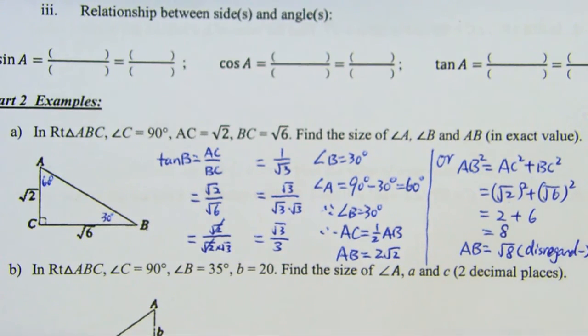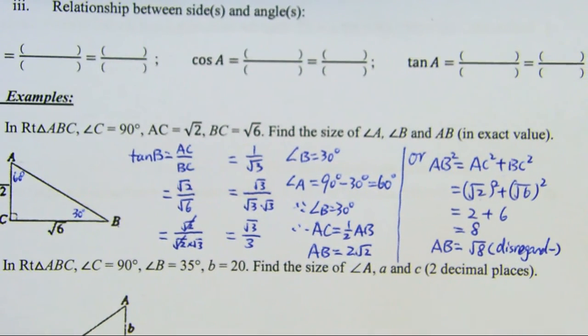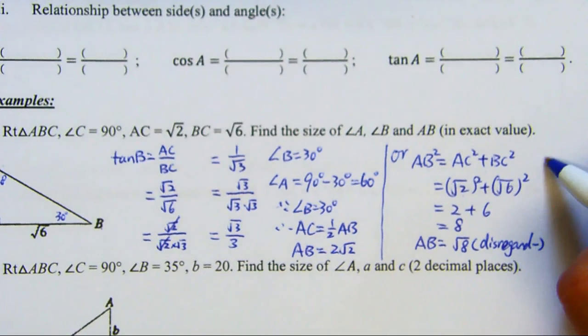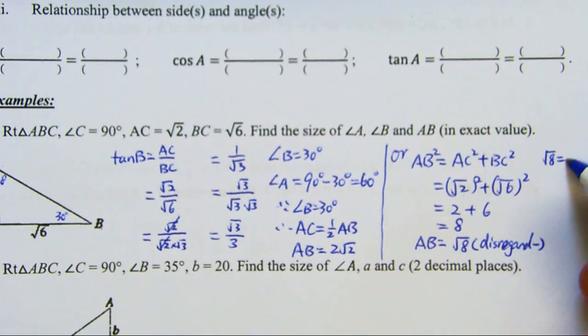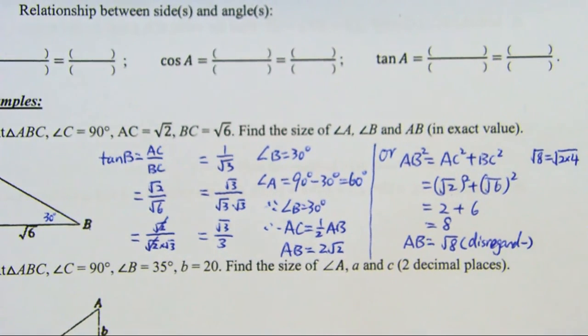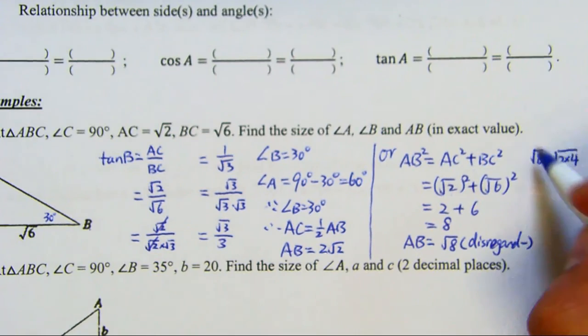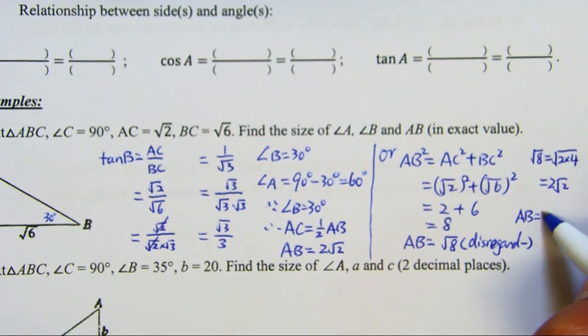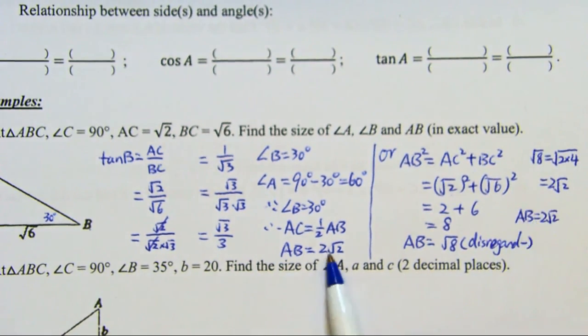Okay, now because square root 8 is not the simplest form, we need to write that into the simplest form. So square root 8 equals square root of 4 times 2. Square root 4 is 2, so the answer is 2 square root 2. So AB equals 2 square root 2. You see, you can have the same answer.